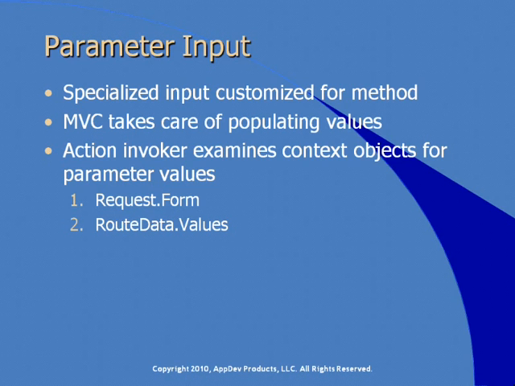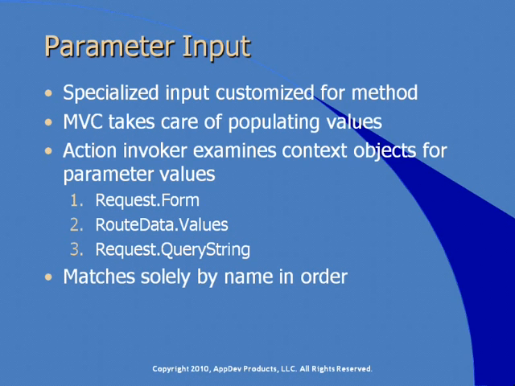Next, it looks at the routeData.values collection. These are the values that the routing engine extracts from the requested URL. If you're using the default route defined in a new MVC project, this is going to consist of the controller name, action name, and maybe an ID value, but you can customize that route in an application to include more, less, or different information. And then finally it searches the query strings that are passed as part of the URL. And these also consist of name-value pairs. Now the model binder matches parameters solely by name. It's the name of the object in the various collections it searches and the name of the parameter.